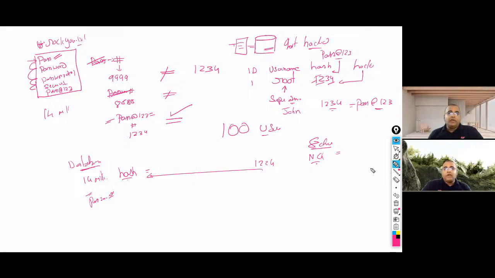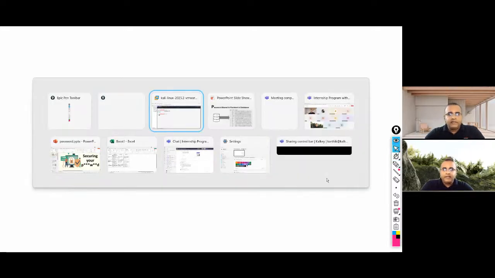right? So how do I overcome this? Hash was supposed to be the savior for this part. How do I overcome this scenario? Any ideas?